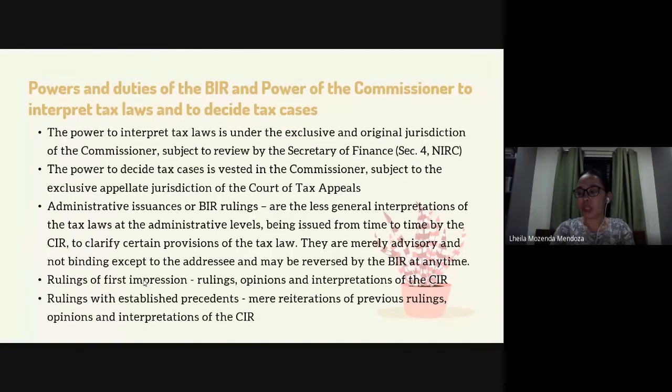While rulings with established precedents, so they are mere reiterations of previous rulings, opinions, and interpretations of the CIR as delegated to duly authorized internal revenue officers.